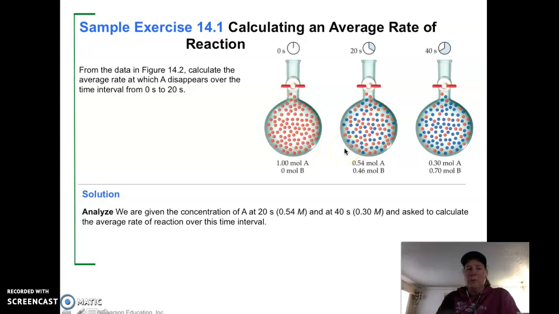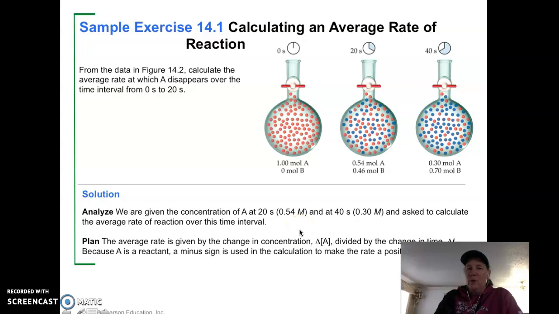Okay, so we're given the concentrations. We have 20 seconds and 40 seconds. And we need to calculate the average rate of the reaction over the time. And then for the second one, they want you to do the average rate for the change in concentration.